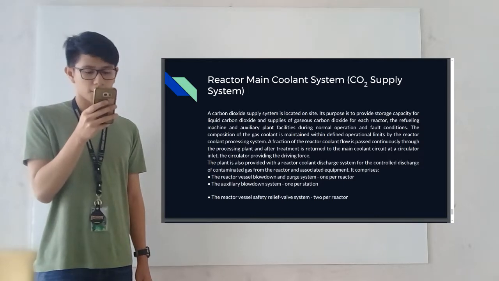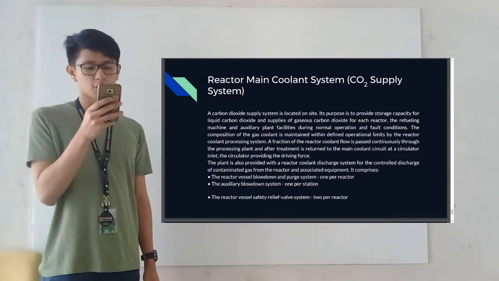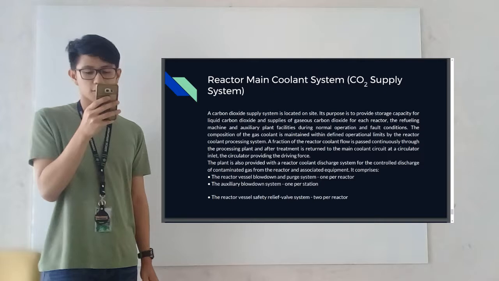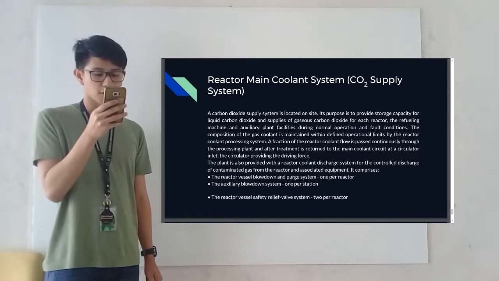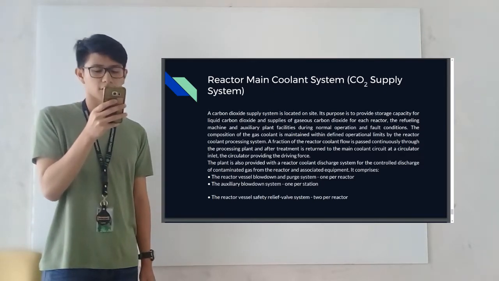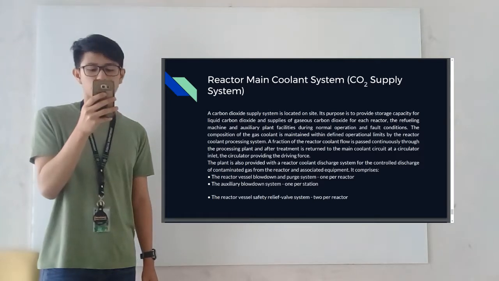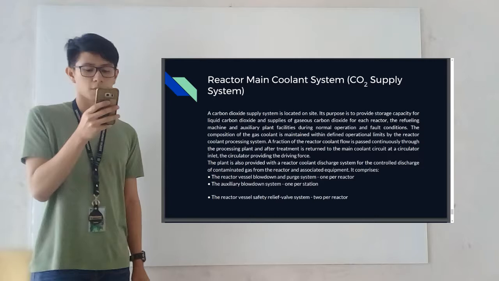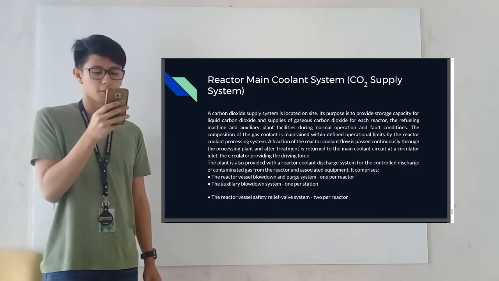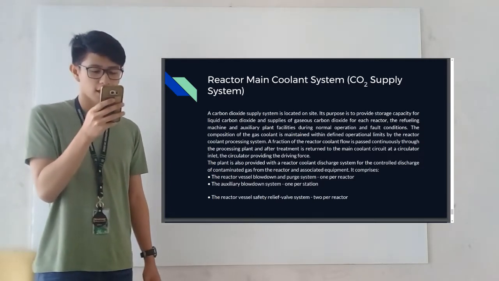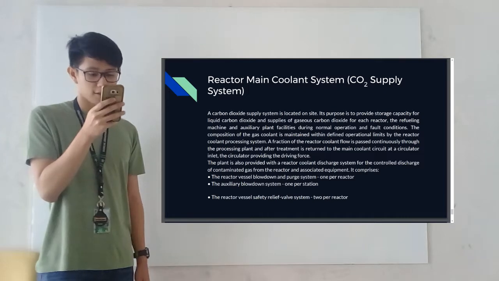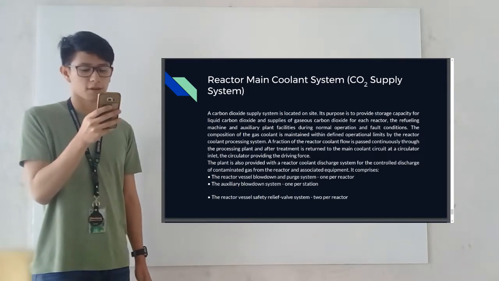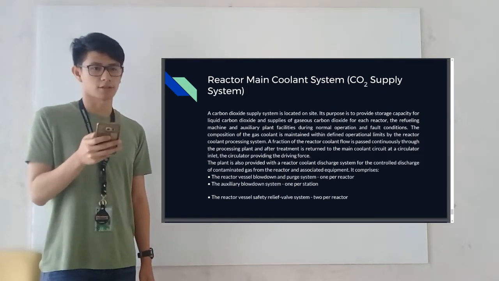The plant is also provided with a reactor coolant discharge system for controlled discharge of contaminated gas from the reactor and associated equipment. It comprises the reactor vessel blow down and purge system, one per reactor, the auxiliary blow down system, one per station, and the reactor vessel safety relief valve system per two reactors.